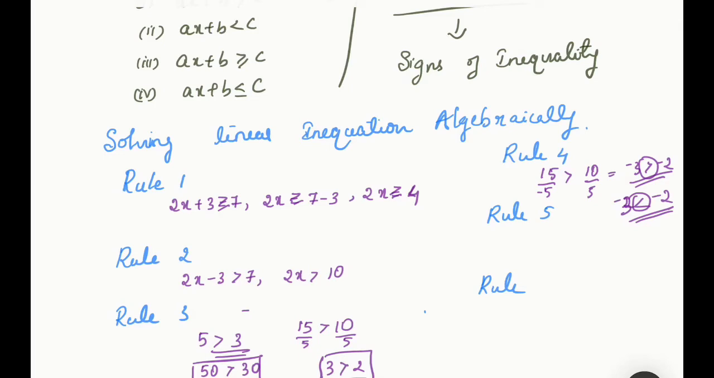Same way in multiplication also it changes. Just have a look. 5 greater than 3, right? Multiply by minus 10, you get minus 50 greater than minus 30. It's actually less than. Minus 50 is less than. So what do you understand from rule 4? If each term of the inequation be multiplied or divided by the same negative number, the sign of the inequality reverses. Okay.